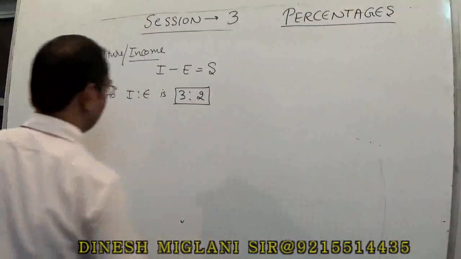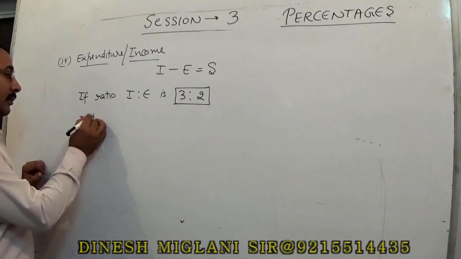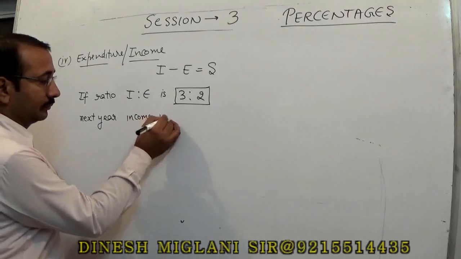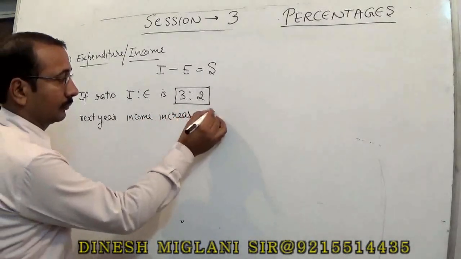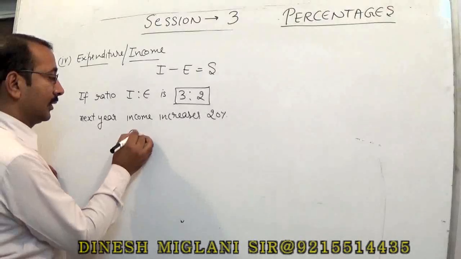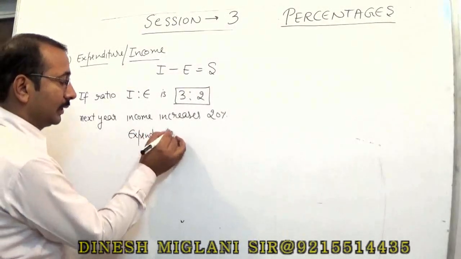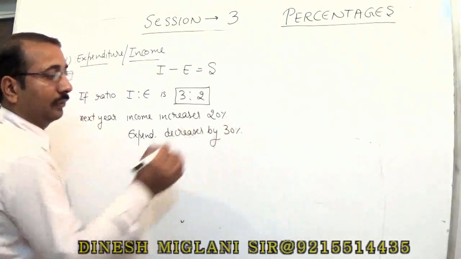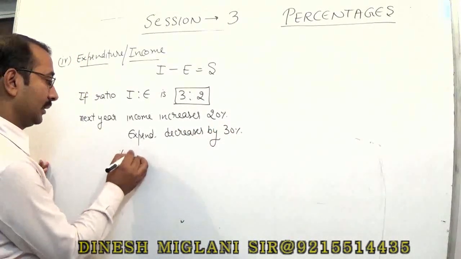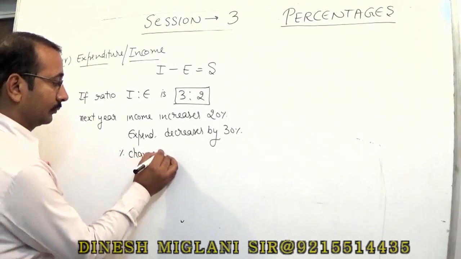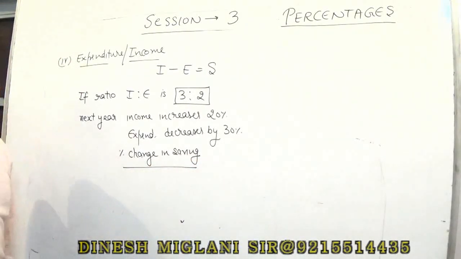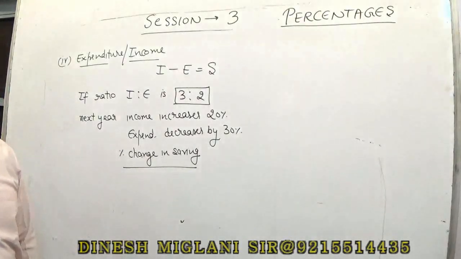Then it states that in the next year, income increases by 20% and expenditure decreases by 30%. So we have to find out what the percentage change in savings is. It is given that income increases by 20%, expenditure decreases by 30%. We have to find the percentage change in savings.